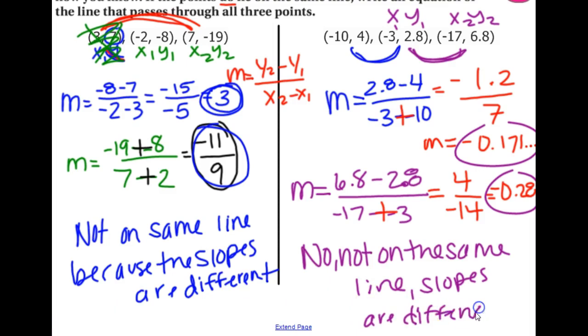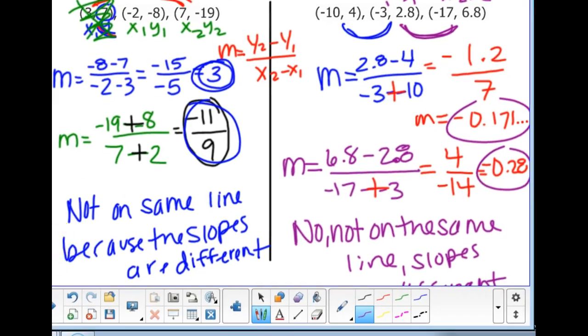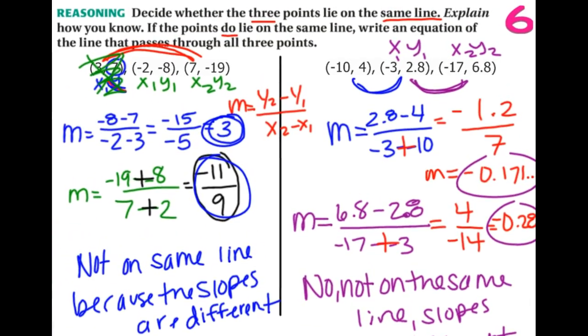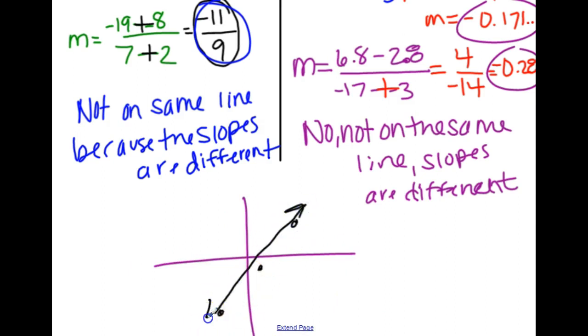If on your homework you have one where the slopes are the same, you could write an equation using your slope and a point like we did back here. So again, all we were trying to figure out is, were these points on the same line? Were all three of the points in a nice straight line with the same slope?